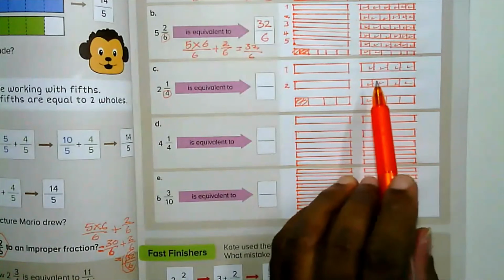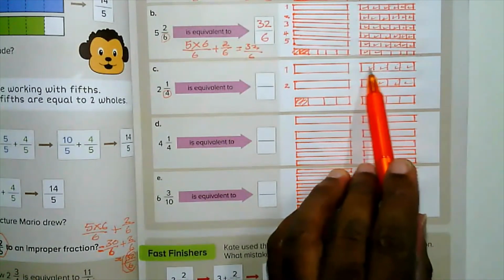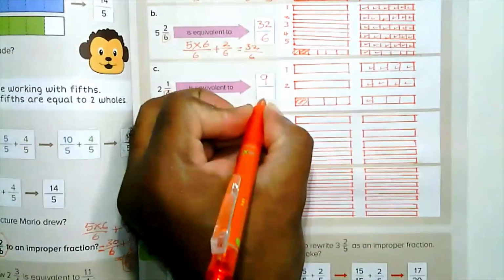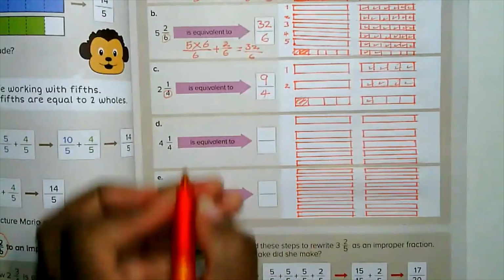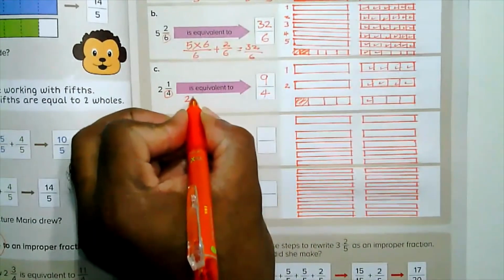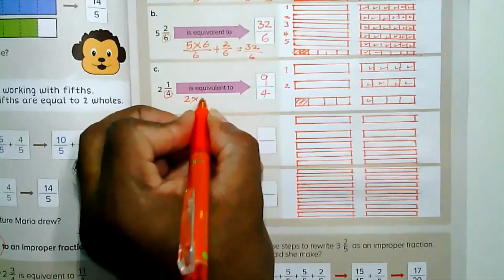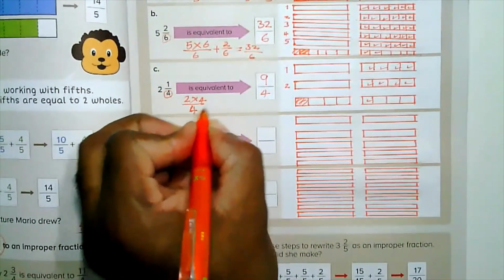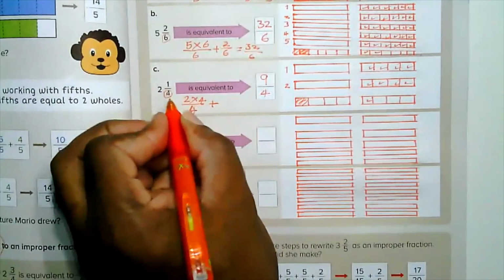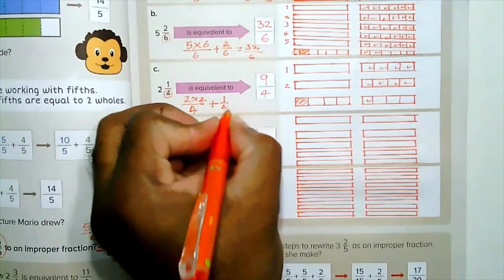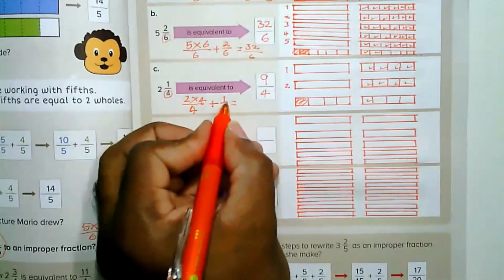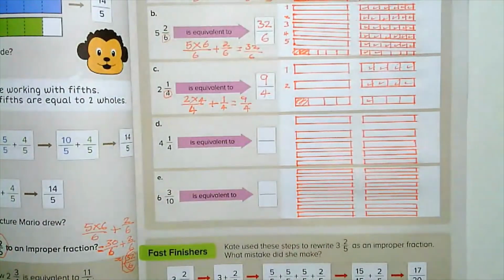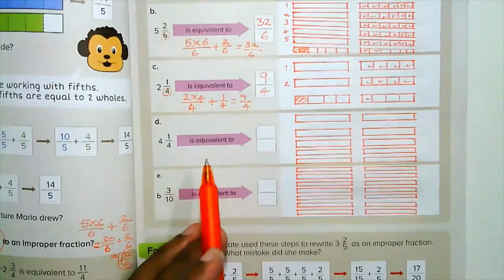So we count how many parts are shaded. 1, 2, 3, 4, 5, 6, 7, 8, 9. So we have 9/4. Or we can also think in this direction: 2 times, since we're working with 4, so times 4. 2 times the denominator over 4 plus 1/4, which is equal to 2 times 4, 8, plus 1, 9/4.